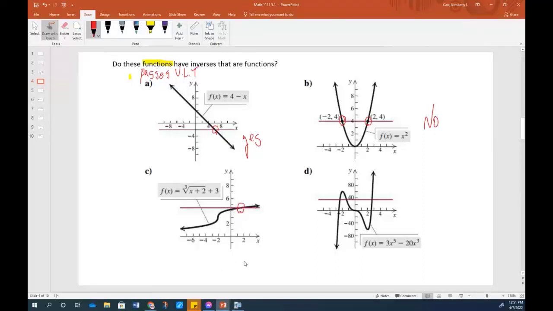So here again, we have only one point. No matter where I slid that, it would only hit it at one point. It is one-to-one, and the inverse is a function. And here you can even see where they've done this one, and it crosses it 3 times. Not one-to-one, inverse is not a function.